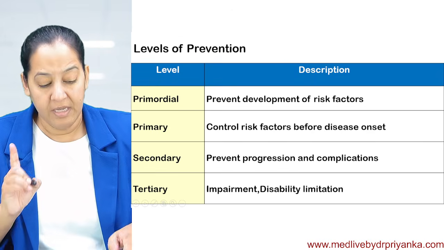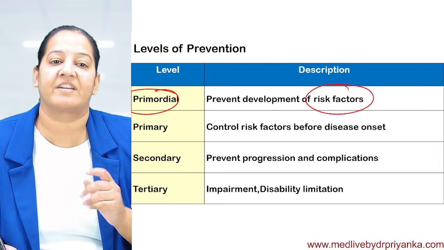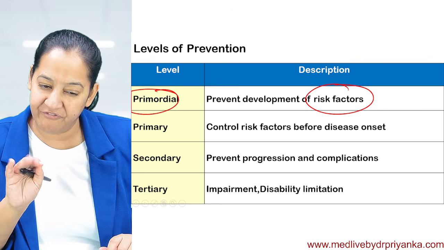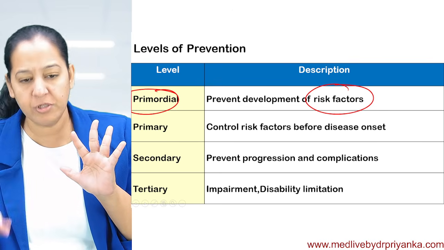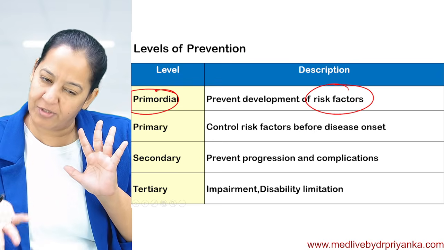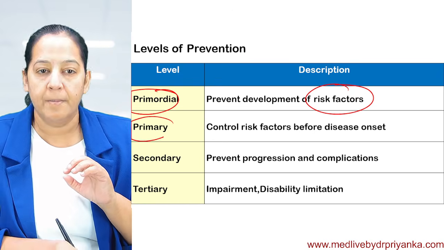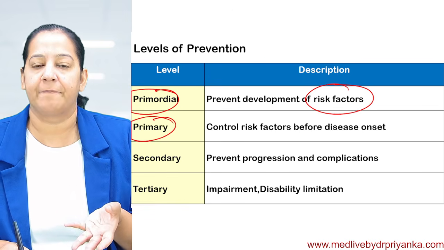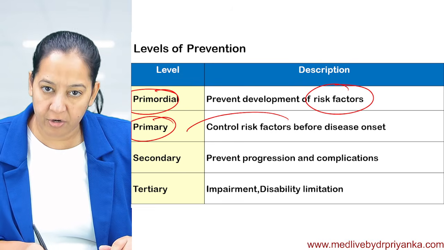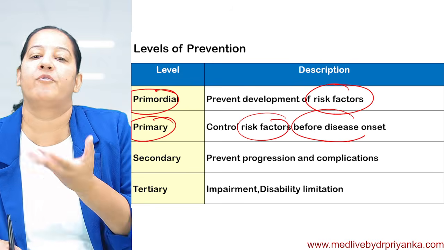You can understand it. So in primordial, we are taking the action before the risk factors develop. Like counseling a 5-year-old child that you don't smoke right now, but in future also you don't smoke. So we are eliminating the possibility of development of the risk factor in future. So before the risk factor, we are taking the action. In primary, the person already smokes but doesn't have the cancer right now. So we are counseling to remove the risk factor. We are controlling the risk factor. So we are taking the action after the risk factor but before the disease.